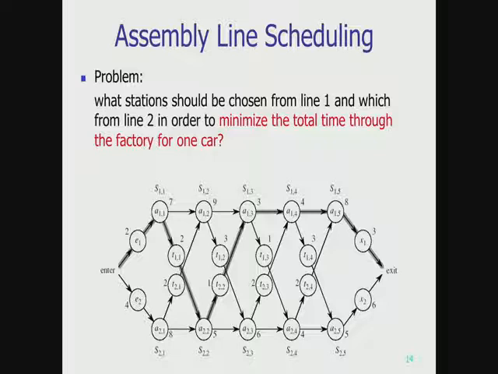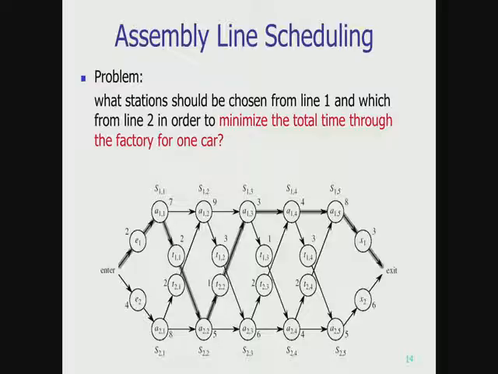So what is the problem in this whole exercise? The problem in this whole exercise is that a chassis must be routed through this network. It must visit every station. It does not matter in which line it gets processed, but it must get processed at every station and exit in a minimum amount of time. This is for a single chassis.